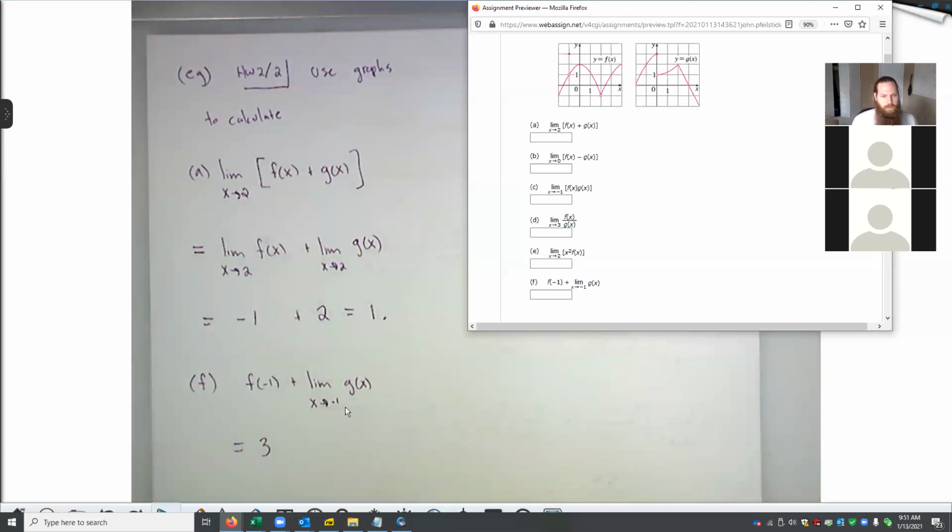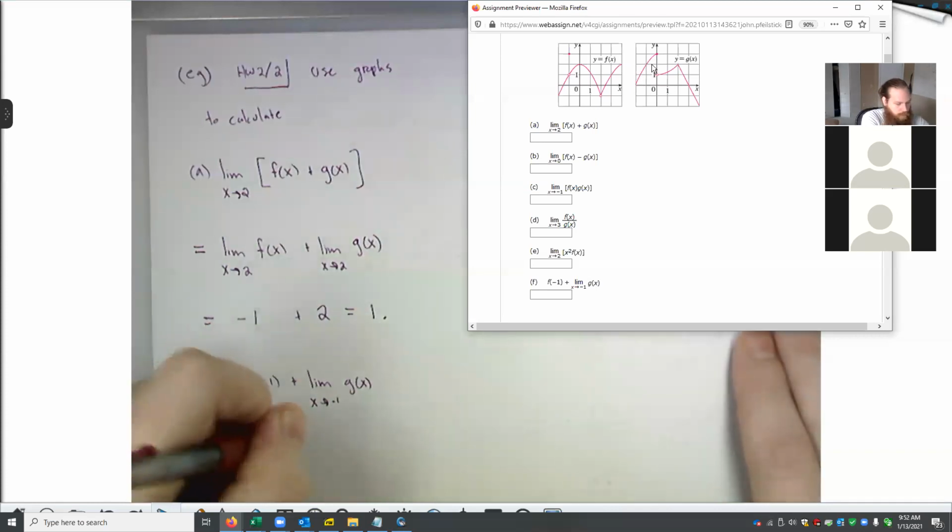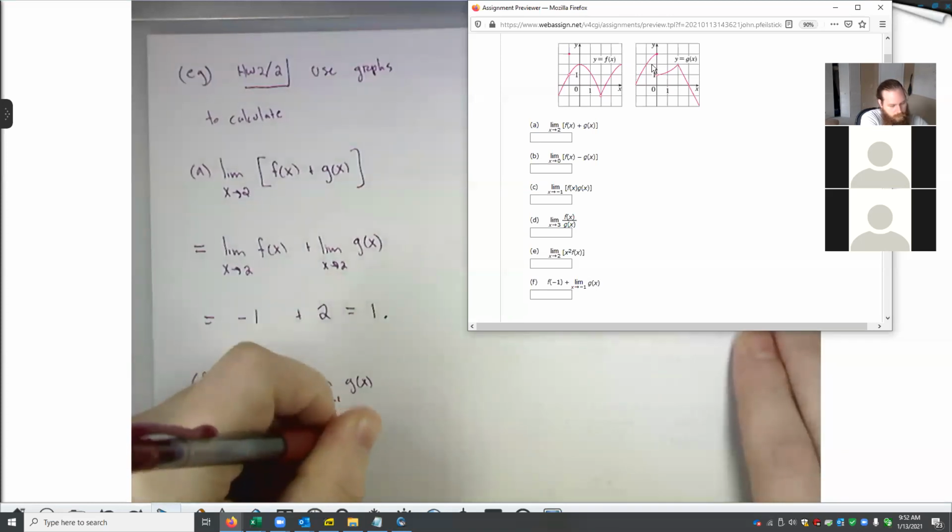The second piece, they want the limit as x approaches -1 of g of x. So we need to look along the graph of g, and ask ourselves, as the x values get closer and closer to -1, which is this x value, what are my y values doing? So I'm a little dude on the graph of g, walking closer and closer to having x value -1 from the left. My y value is getting closer and closer to 2, right? As I sneak up on this guy, my y values are going to 2. And similarly, as I come in from the right, my y values are going to 2. So the limit as x goes to -1 of g of x is 2. So I get 3 plus 2, that's 5.